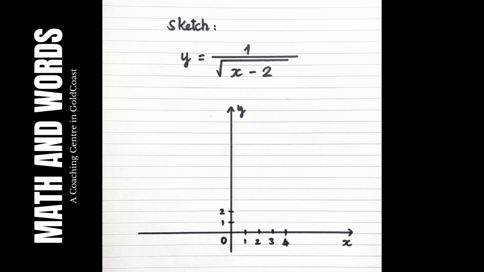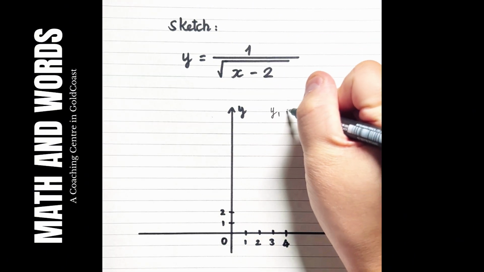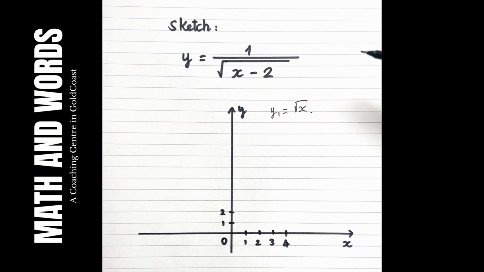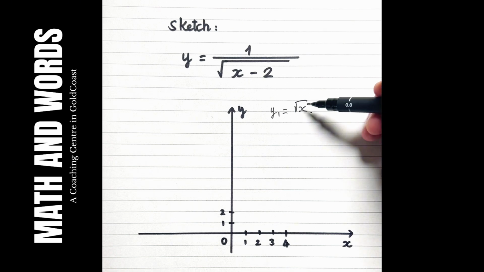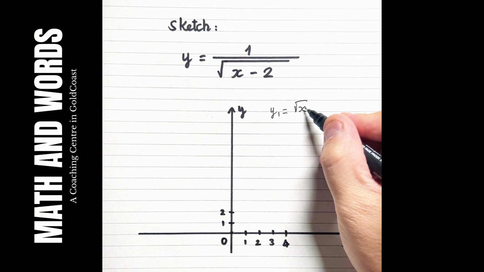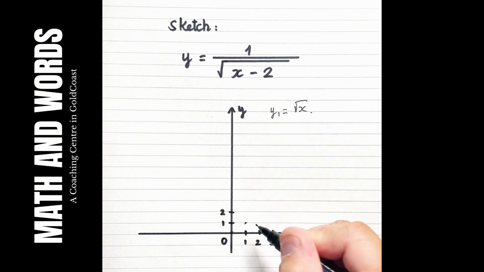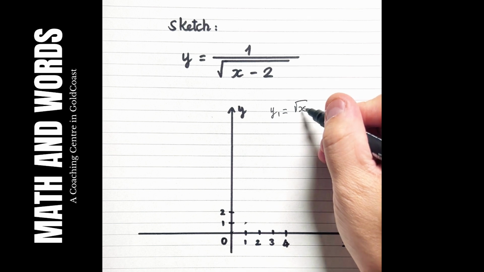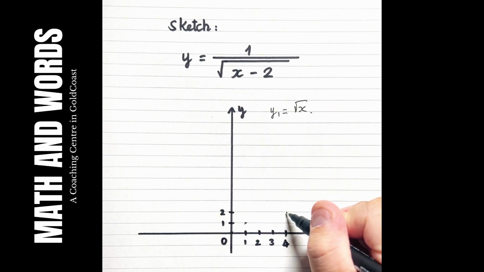Hi guys, I want to show you the easiest way to get this function. First of all, I will get y1 equal to square root of x. We're just gonna plug in a square number to make it easier. So if I plug in 0 here, I'm gonna have 0. If I put 1 in x here, square root of 1 gives me 1. If I put x equal to 4, then square root of 4 gives me 2.